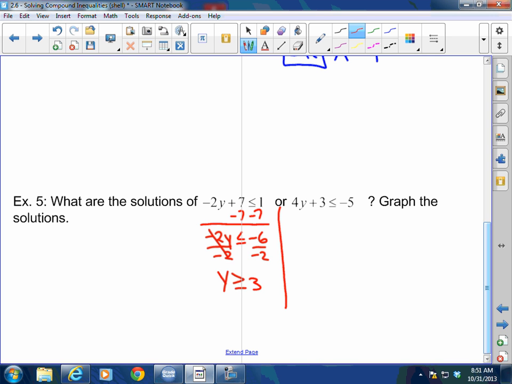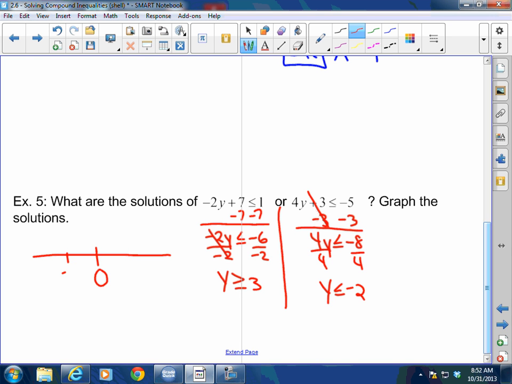Next, other side. I subtract 3 from both sides to get rid of a positive 3. I got 4y is less than or equal to negative 8. Divide by 4. Y is less than or equal to negative 2. Why did I not flip the sign there? Very good. I did not divide by a negative. Excellent. And now we graph it.